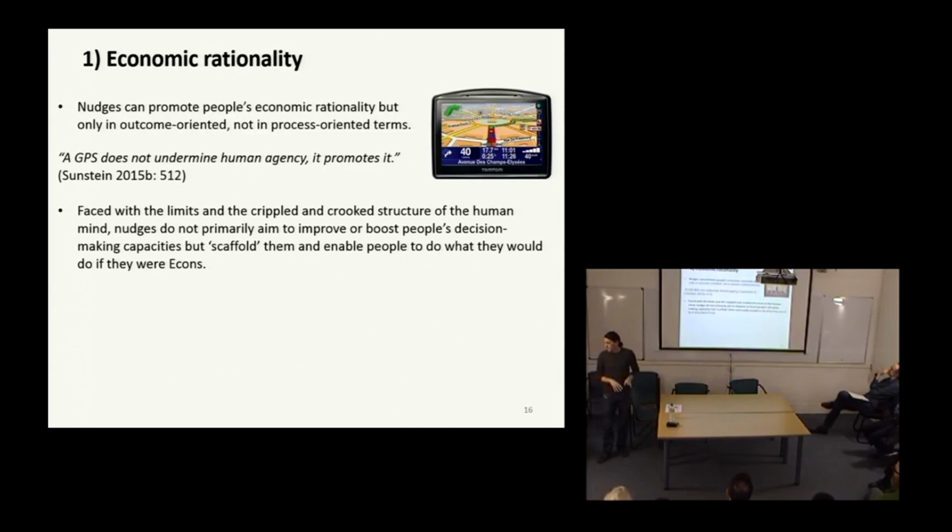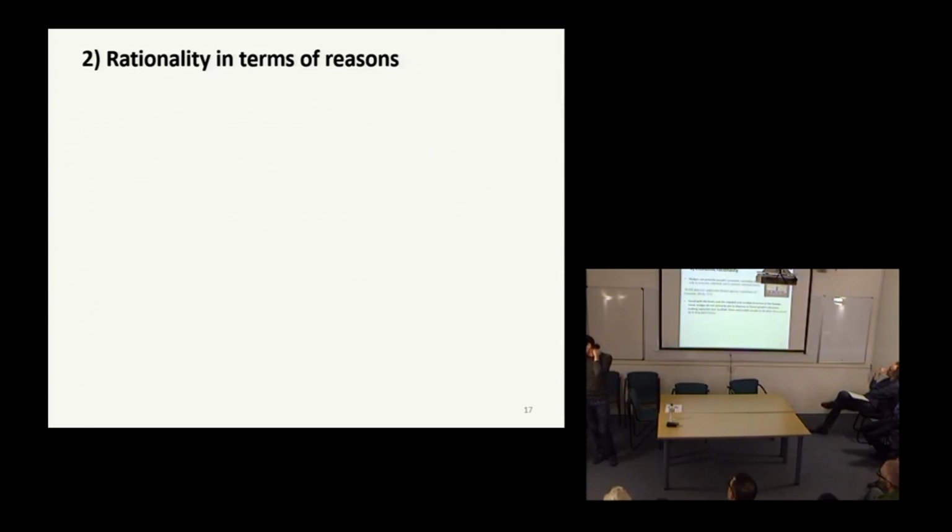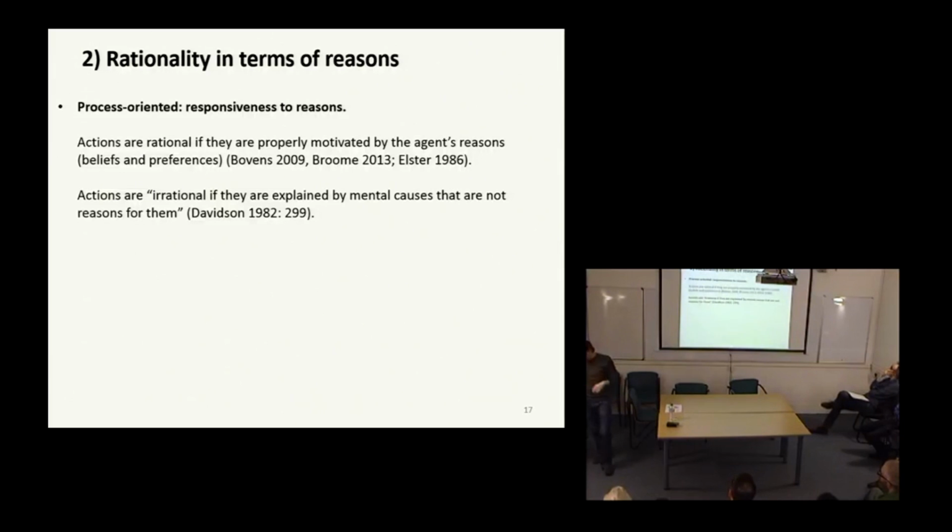So again, the idea is not to improve people's process rationality. In this sense, it's not trying to turn you into econs. It takes the bounds and limits of rationality as a given and tries to improve your decisions in an as-if way, in an outcome-oriented way. So it enables people to do what they would do if they were econs. You can do the same kind of things for other conceptions of rationality.